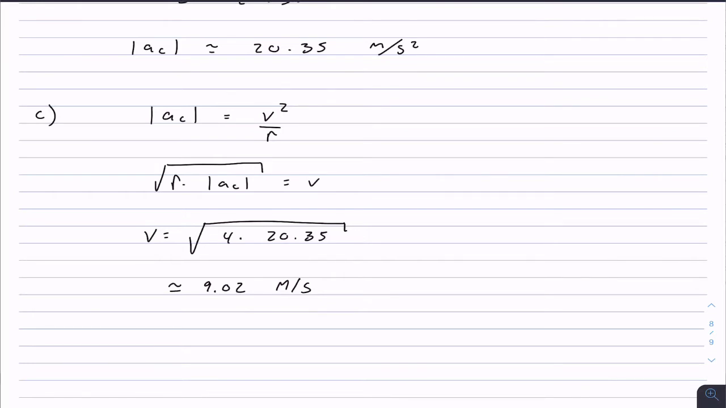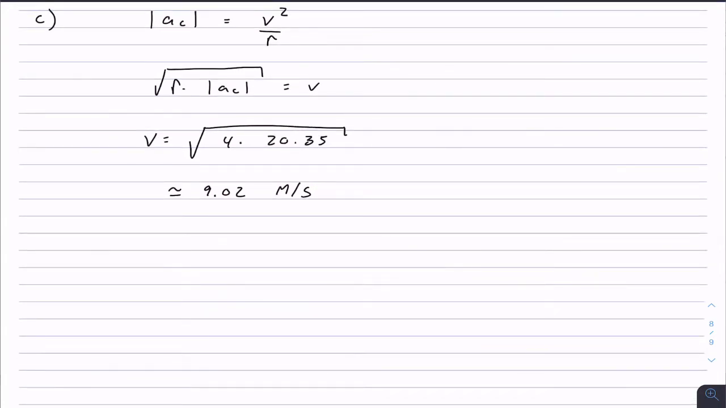If we check the units, we know they are going to work out because the acceleration is meters per second squared, times meters, gives meters squared per second squared under a square root. That gives us meters per second. We're good. So that's the speed.